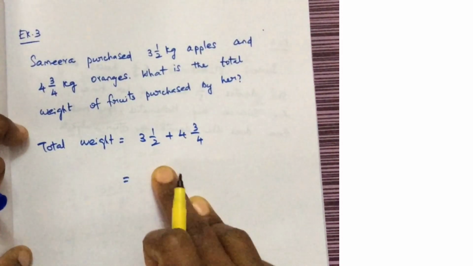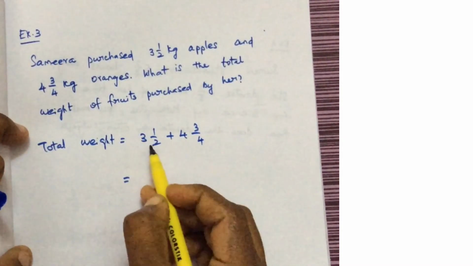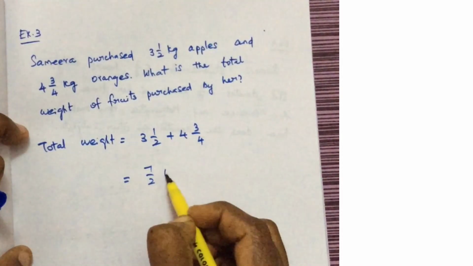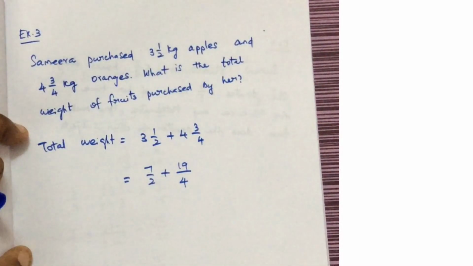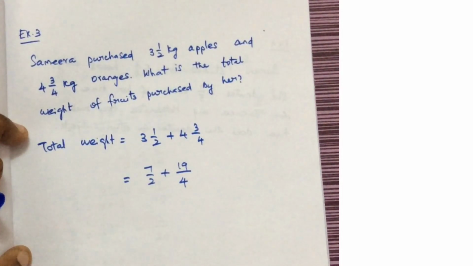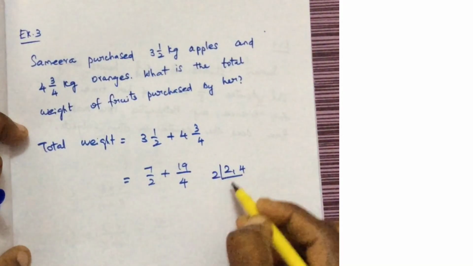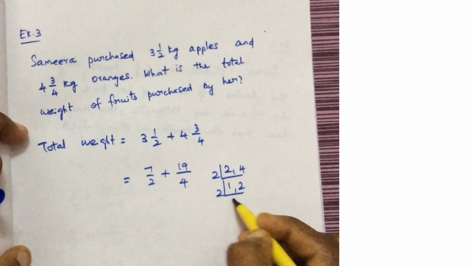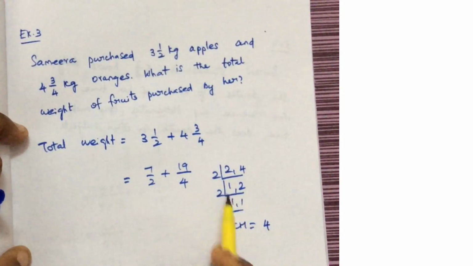This is in mixed fractions. Now we have to convert into improper fractions. So, 3 multiplied by 2, 6 plus 1, 7/2, plus this is 4 multiplied by 4, 16 plus 3, 19/4. Again you see here you have to add these two fractions, but the denominators are different. So, to make the denominators the same, you have to take the LCM of the numbers in the denominator. So, I am going to take the LCM of 2 and 4. 2 ones are 2, 2 twos are 4, then 2, 1. So, LCM is 4.